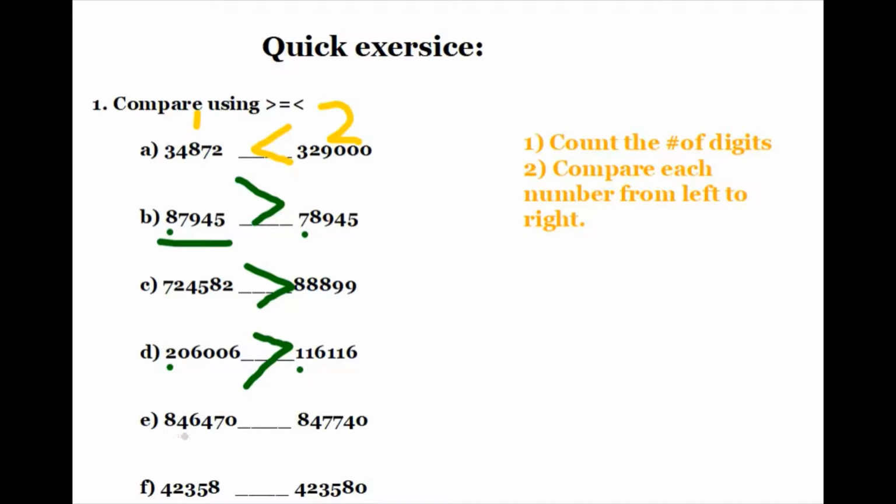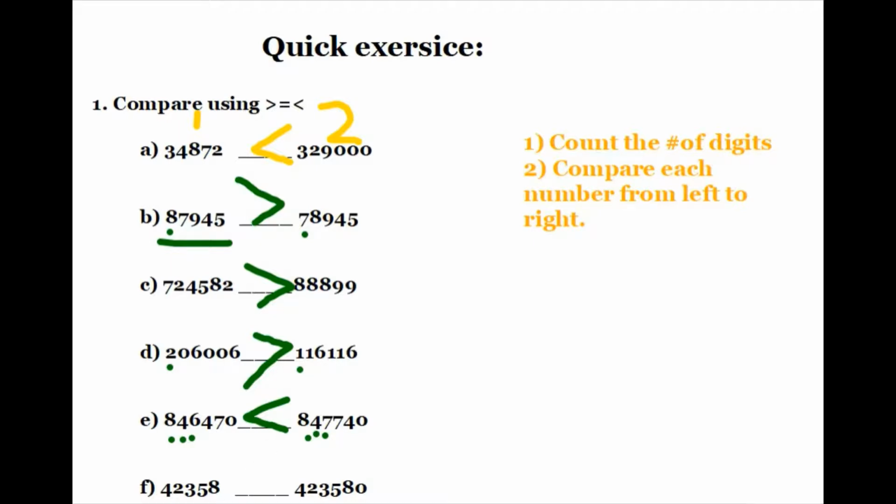E, 1, 2, 3, 4, 5, 6. 6 numbers for the first number and 6 digits for the second number. So we scratch out number 1 and we go to number 2. Compare each number from left to right. Left to right, 8. It's the same. Okay, next number, we move to the next digit. 4. Okay, we move to the next digit. 6 and 7. We can see that 7 is greater than 6. That means this number is greater than the first number. So the second number is greater than the first number.